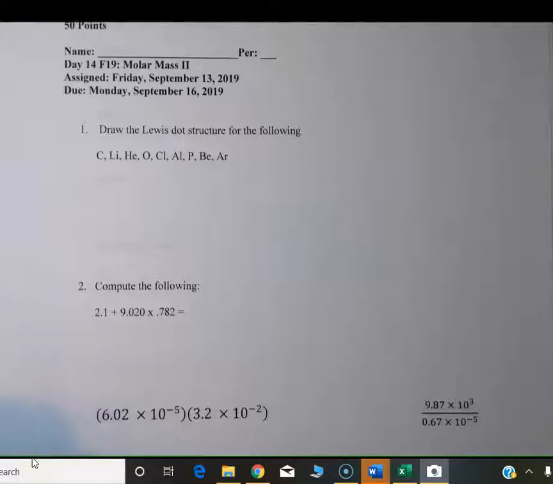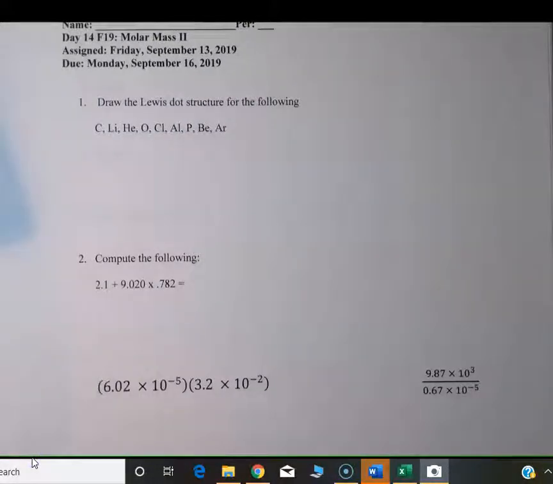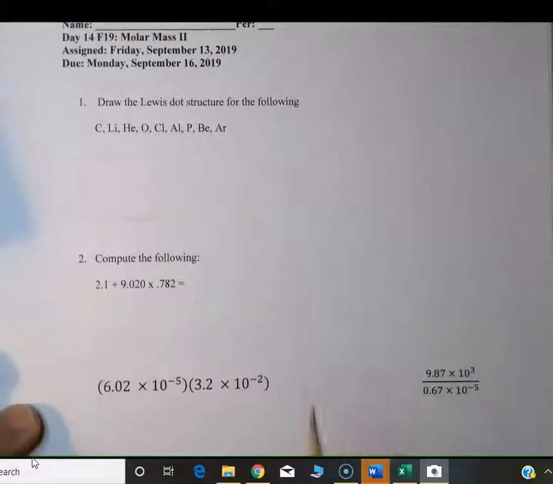It's asking us to draw the Lewis dot structures for a number of elements. So I've created a solution sheet here. Yours does not have the space. So I do ask that you do this on lined paper. All right, so let's go.